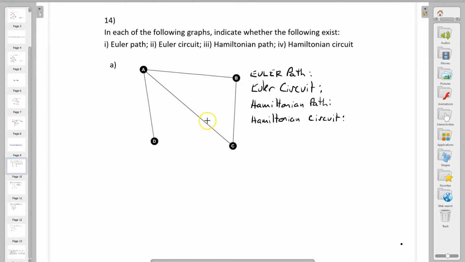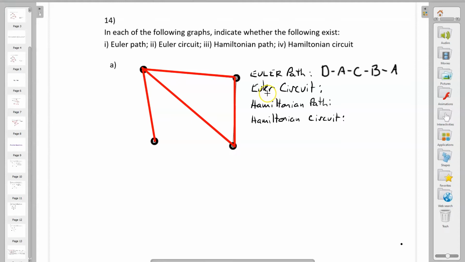Remember, an Euler path is a path that travels over every edge once and only once. So let's see how it goes when we try to find an Euler path here. I'm going to start at D, go to A, C, B, and back to A. And in doing so, I've covered all of the edges without repeating any of them. So I can say the Euler path is DACBA.